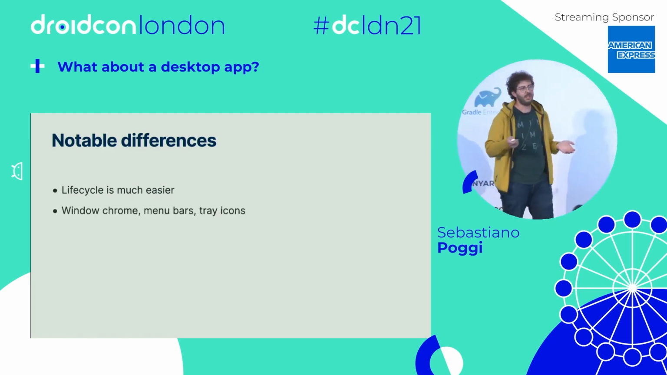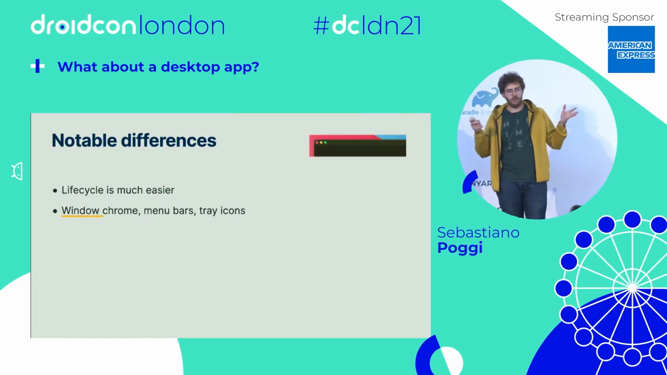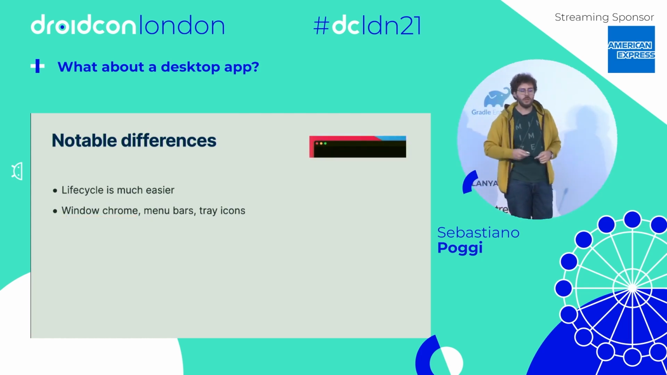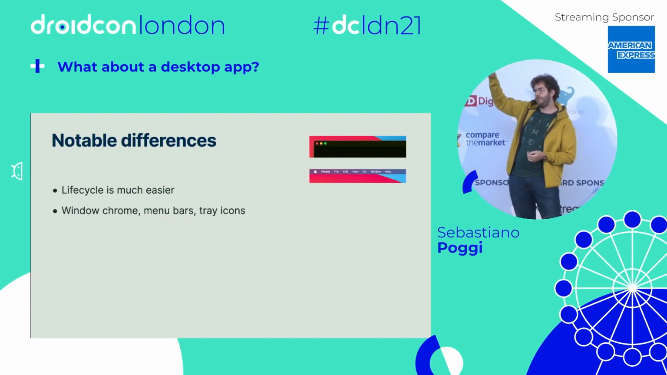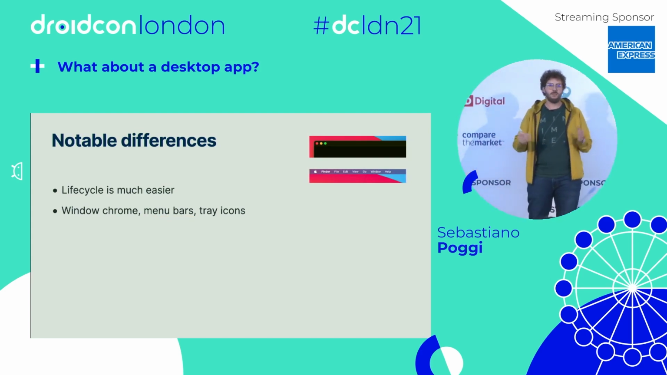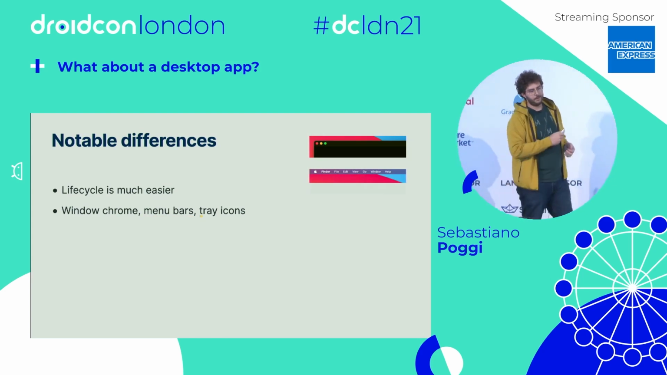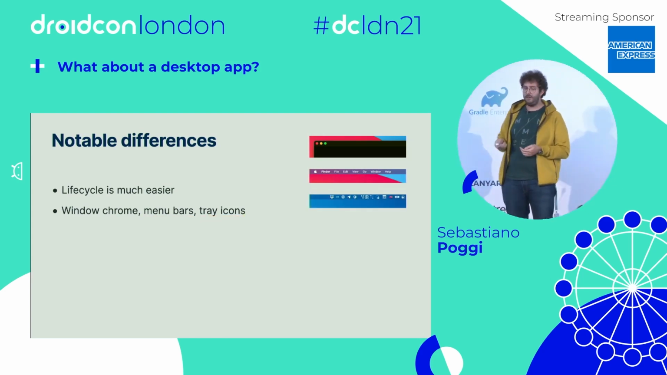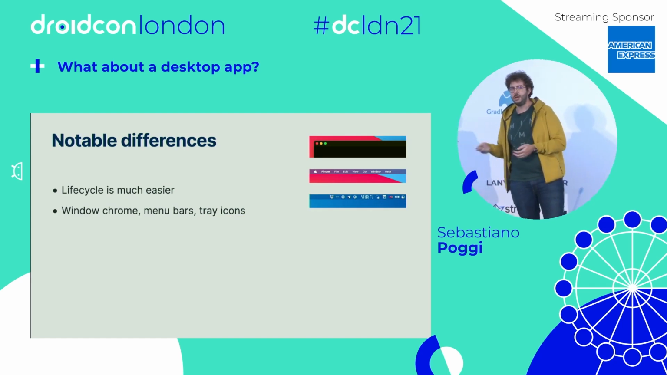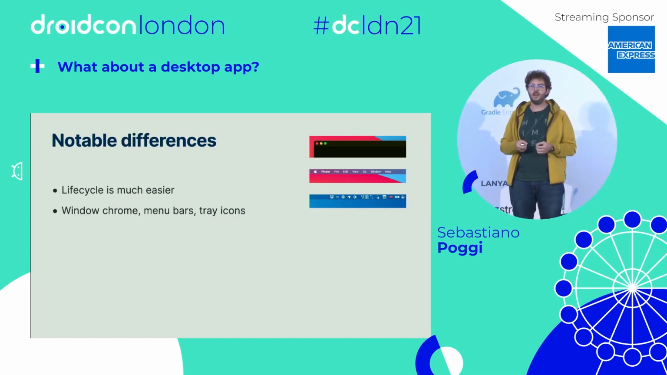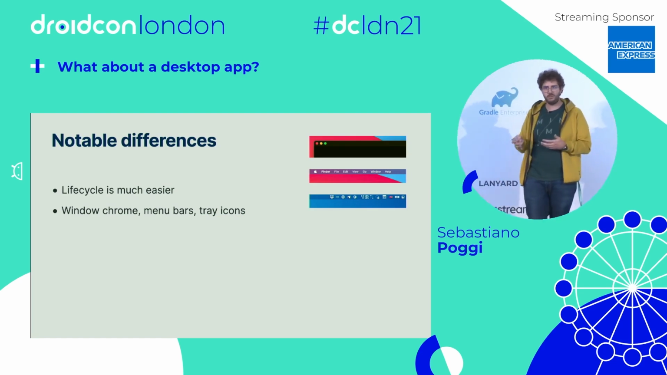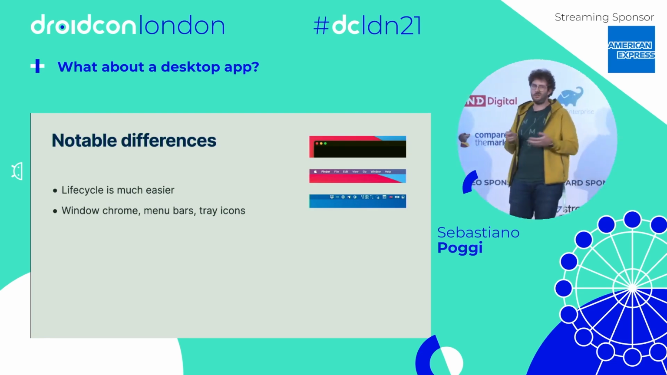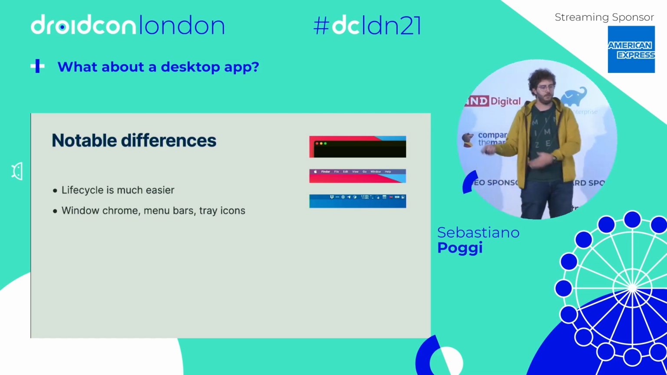There is also something that you don't really get on Android, which is you don't have to deal with the window chrome, which is the border of the window. You don't have to deal with menu bars. On macOS, they are the thing at the top of the screen. On the other operating systems, they are usually inside of the window. And also, you have the concept of tray icons. Tray icons are something that is similar in a way to a foreground service notification on Android. That's the generic idea, although you definitely don't need one to keep stuff running in the background.